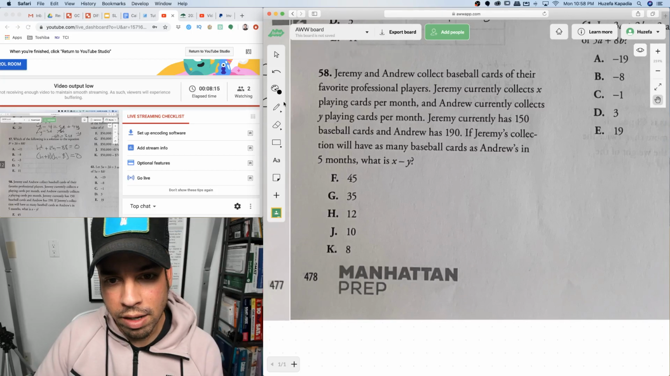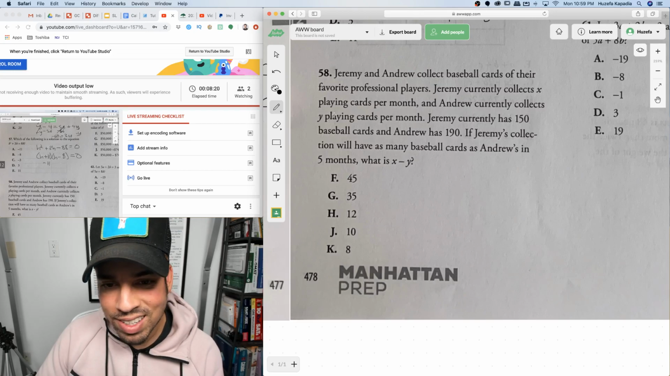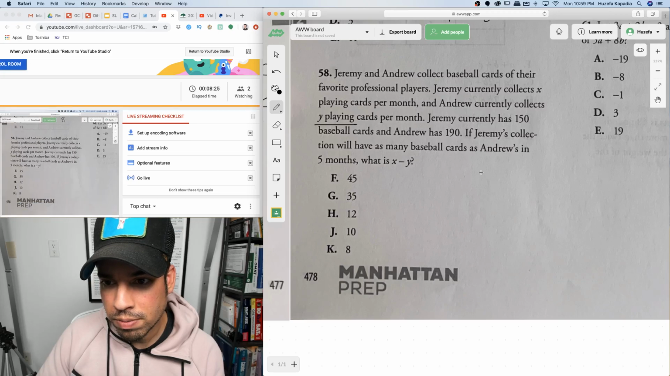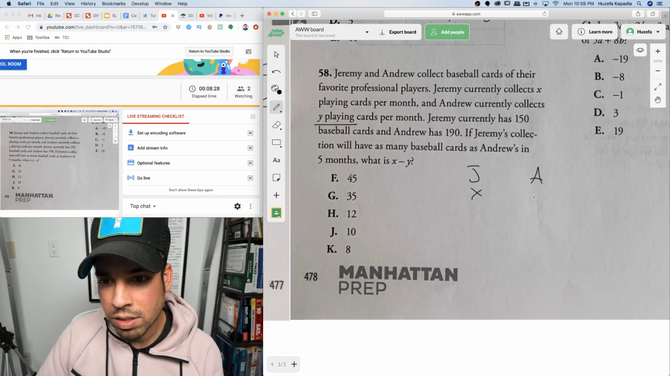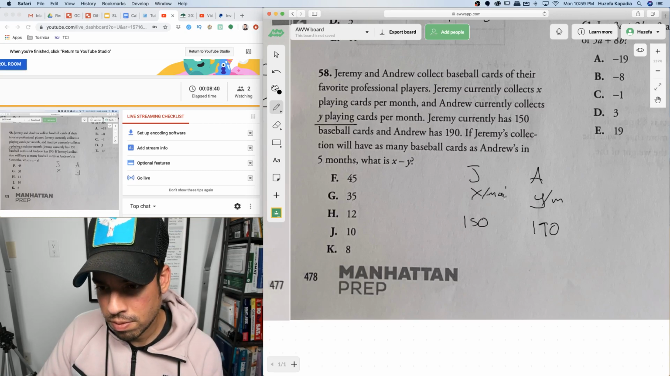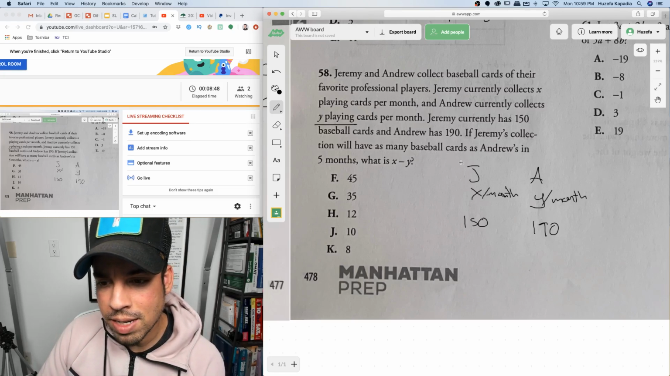Next, 58. Jeremy and Andrew collect baseball cards of their favorite professional players. Jeremy currently collects X playing cards per month, and Andrew currently collects Y playing cards per month. Jeremy currently has 150, and Andrew has 190. I'm going to say per month, like this, right? If Jeremy's collection will have as many baseball cards as Andrew's in 5 months, what is X minus Y?